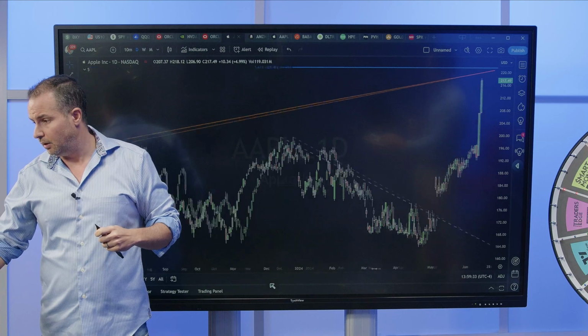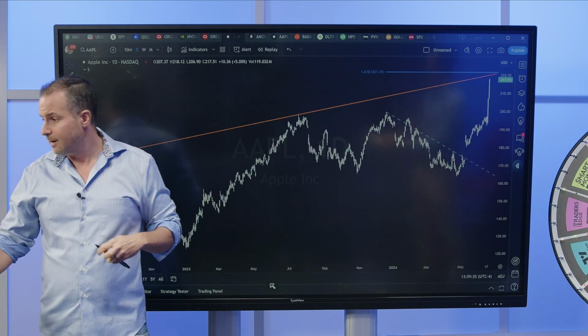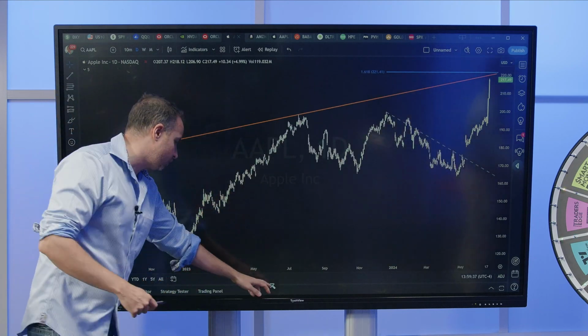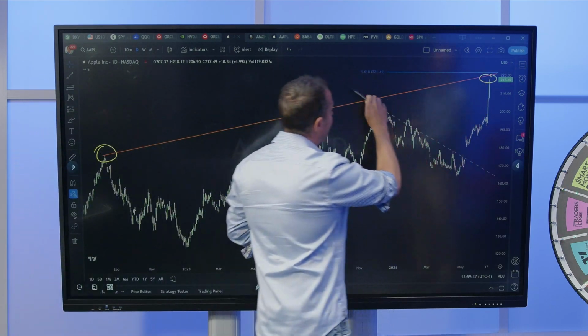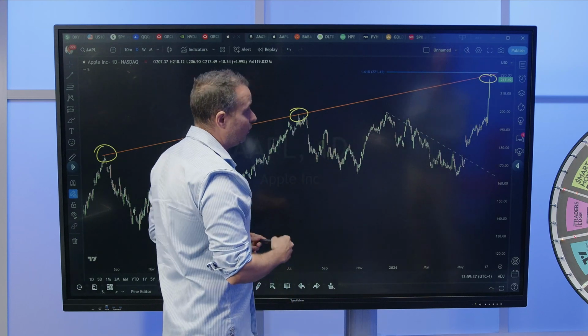Either way, it's interesting. But one thing I wanted to show you guys is a level that I isolated. I love confluence. I know Dr. B is the same way. If we look, this is an upsloping trend line on Apple, right? To here, to here, to here. There's also a 1.618 fib level right up there as well.